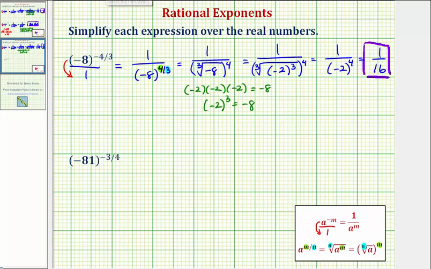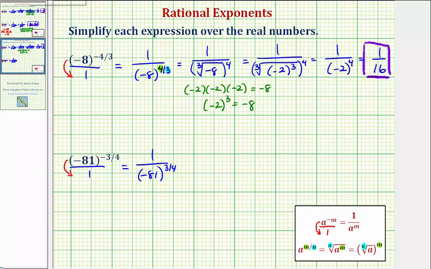Now let's take a look at our second example. Here we have negative 81 raised to the power of negative 3/4. So in fraction form we have a denominator of 1, and therefore if we move this down to the denominator, the sign of the exponent will change. So we can write this as 1 over negative 81 raised to the power of positive 3/4.